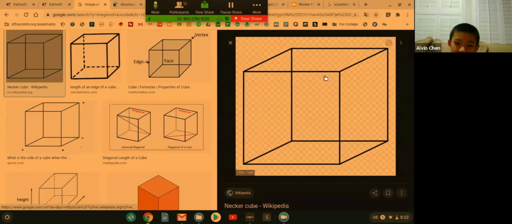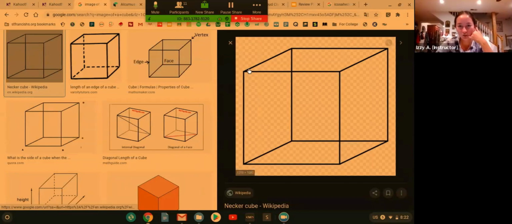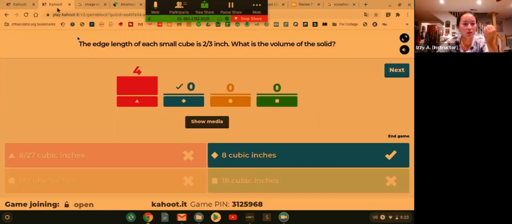The question was saying that one side length of the cube was 2/3 of an inch. So you'd have just done 2/3 times 2/3 to find the area of the base, and then you would have multiplied it by the height, which was 2/3, because you're dealing with a cube, so all the edges are going to be equal. So then you would have gotten 8/27.